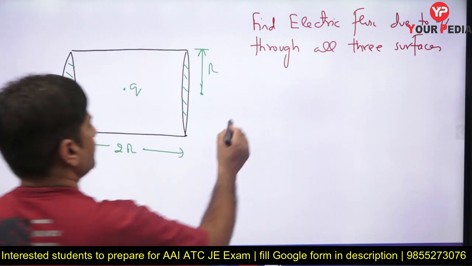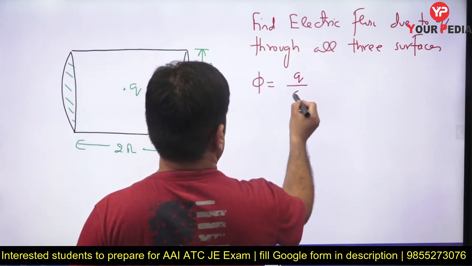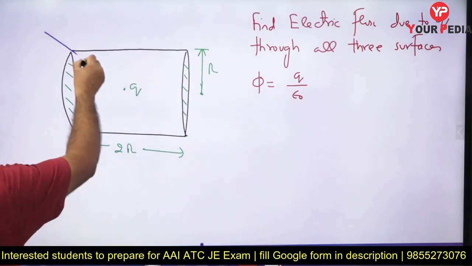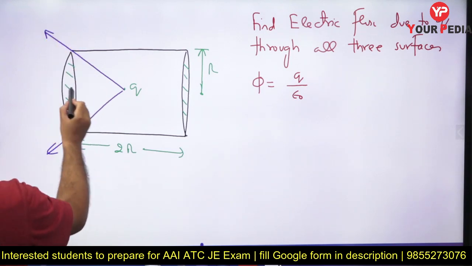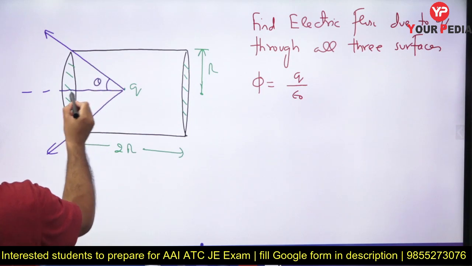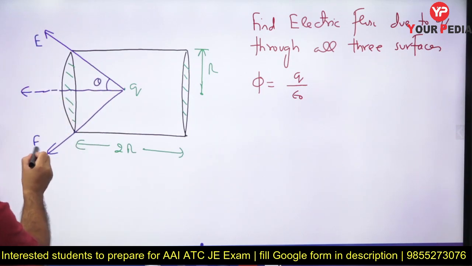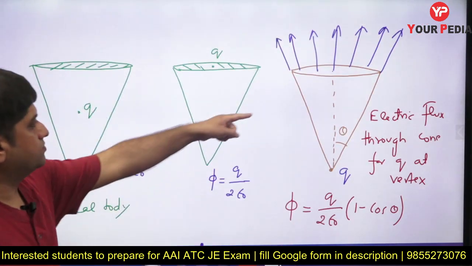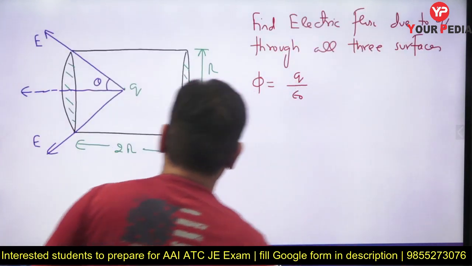What is the total electric flux? Total electric flux is Q by epsilon naught. That everybody knows. How can we find out the electric flux through one of the surfaces? This angle is theta. So what is electric flux through this? This particular case is similar to the case which we have done here. This is similar to that. Can you tell me what is theta in this?